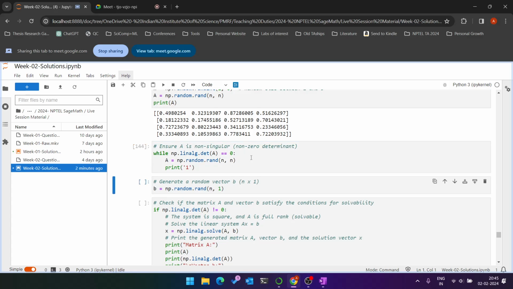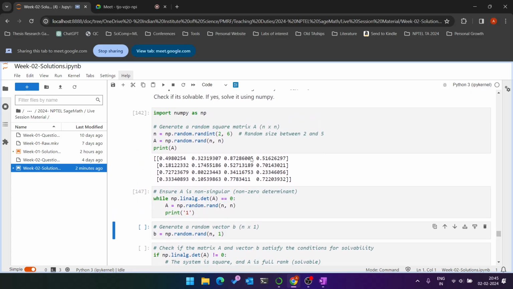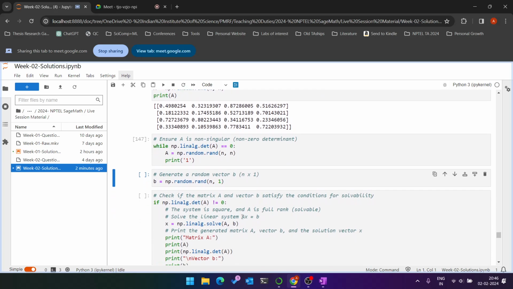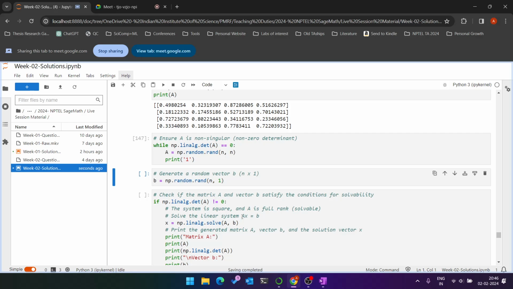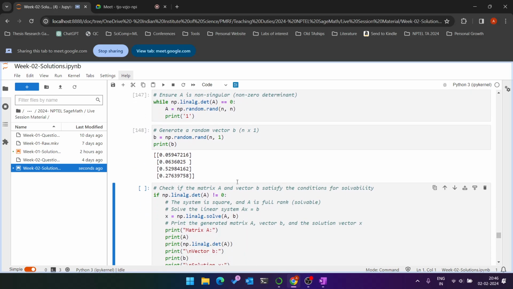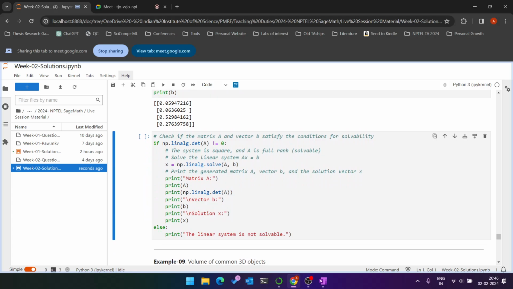If I run this while loop, most of the times you'll see that almost all the A that we can generate are non-singular. Only in very few cases, where your columns are dependent on each other, will A become singular. Then we again randomly generate a vector b, and this is my b vector, and now we want to solve for Ax equal to b.